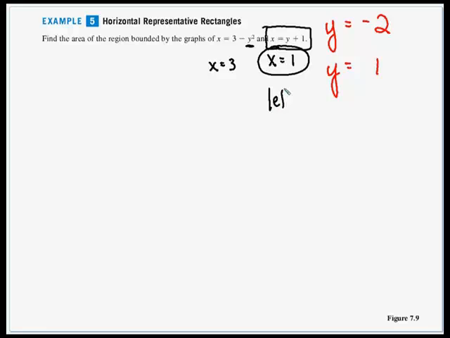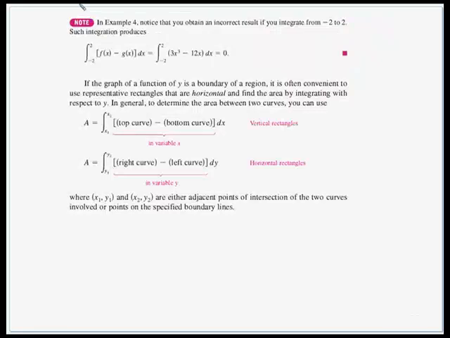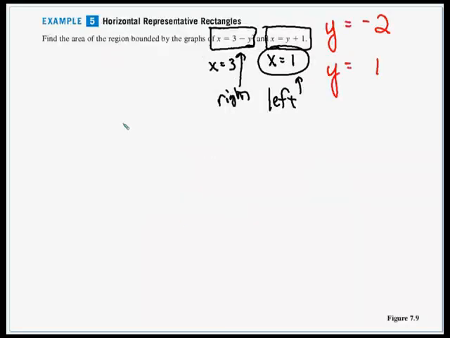And let me even write that on there. This function will be to the left, and our squared function, x equals 3 minus y squared, will be the one on the right. And if we pop back here for a minute, we've got to remember if we're on the x-axis, it's top minus bottom. If we're on the y-axis, it's right curve minus left curve.